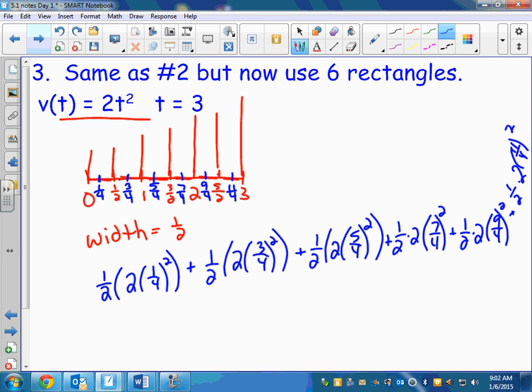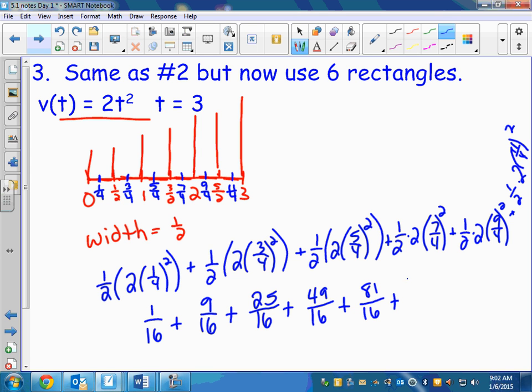So I'm just going to get 1/16 plus 9/16 plus 25/16 plus 49/16 plus 81/16 plus 121/16. When you're using these methods, I need to see some work in there. You don't have to show me every step. If you show me this first step and then you have an answer, that first step shows me you set it up right. So you got to make sure that you show me the setup in there.